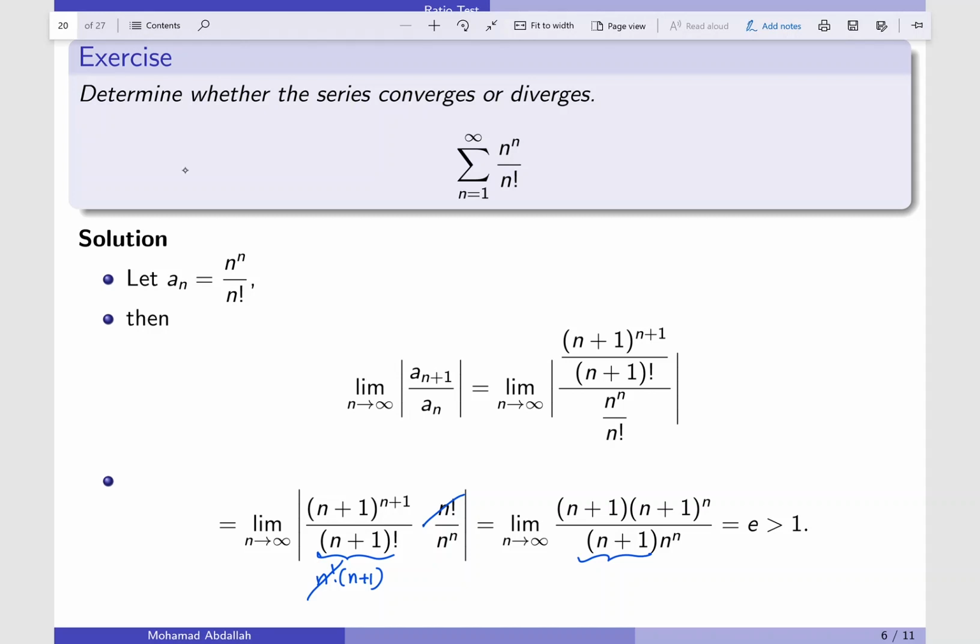Now, here, this is a bit tricky. Look what's going to happen. You got (n+1) to the power n+1 over n to the power n. So one thing I can do is this. I'm trying to get something to the power n.